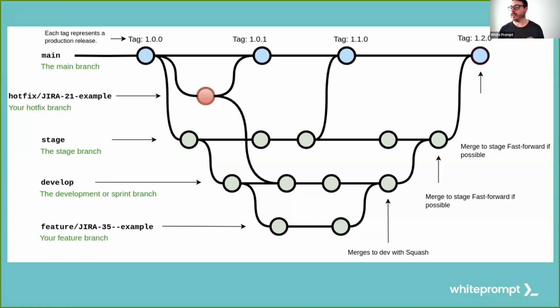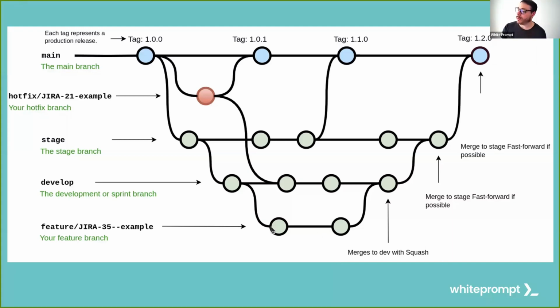So let's put all this together in a real world example. Here you can see a strategy, and this is the strategy that we are intending to use in all our projects. So here we have our main branch that could be tagged to release, an example of a hotfix branch. We have also here a stage branch that is an intermediate place where we can do QA. Then we have the develop branch, and lastly, we have a feature example. So the strategy that we are proposing here is the following.